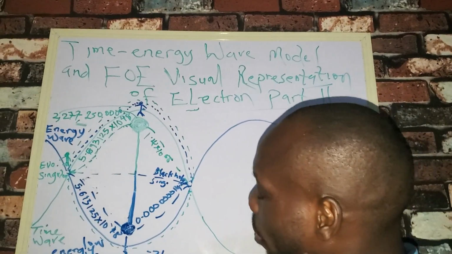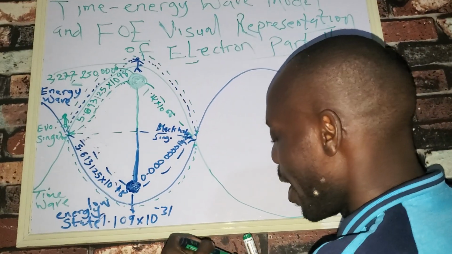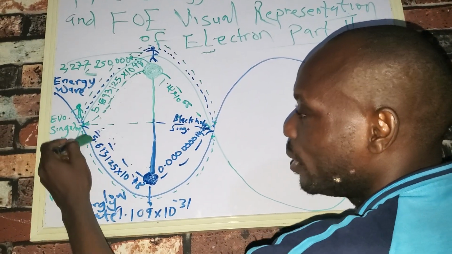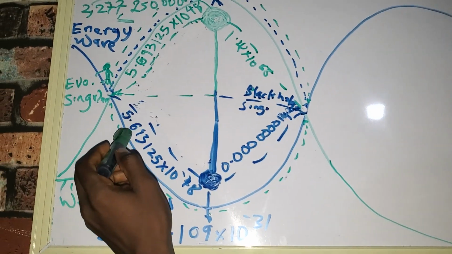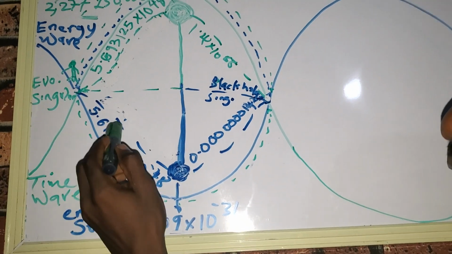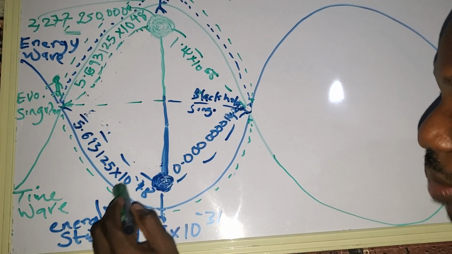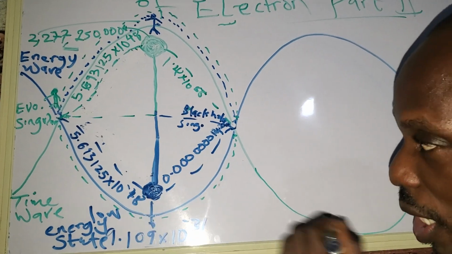I just want to quickly make a correction. You can see that here where I have the magnitude of wave, this is the value of the magnitude of the energy wave, which is 5.693125 times 10 raised to the power minus 448.